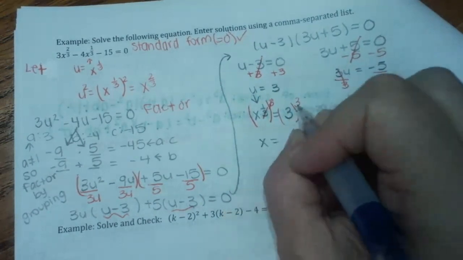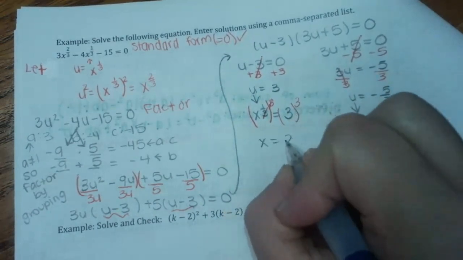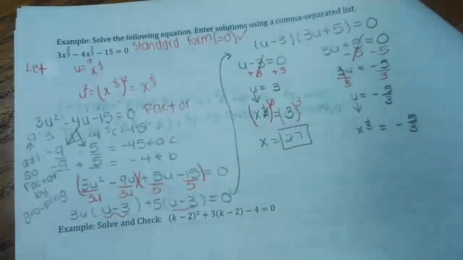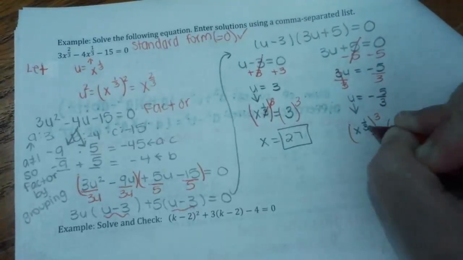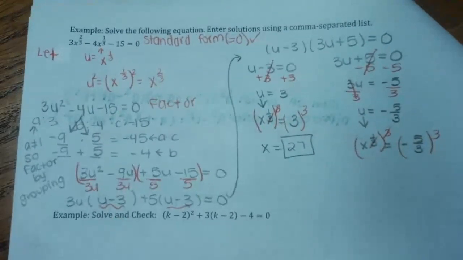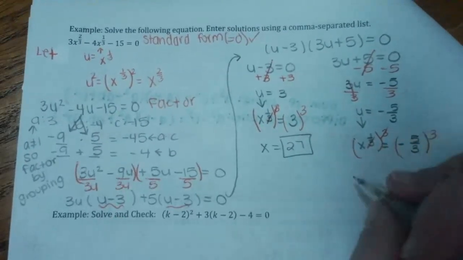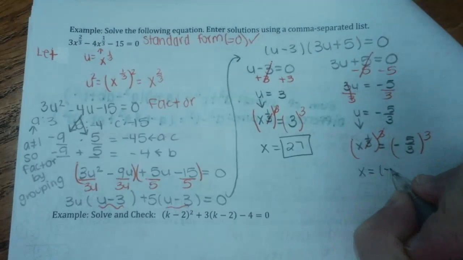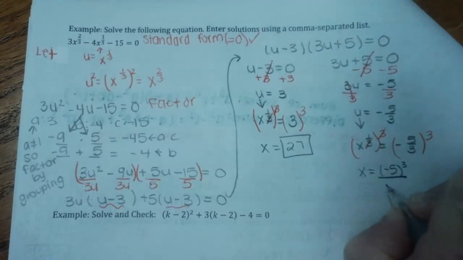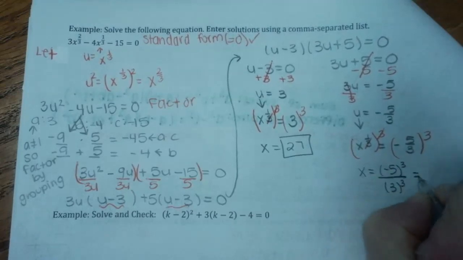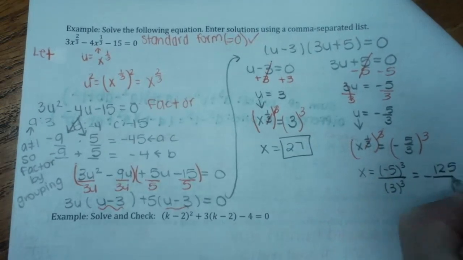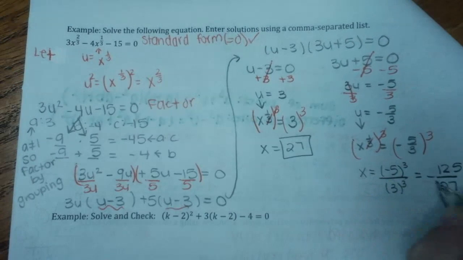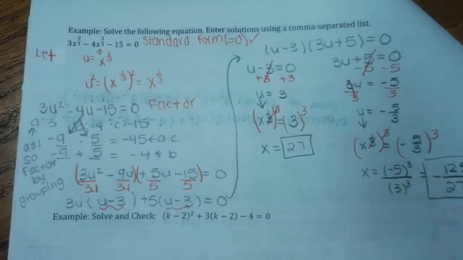So we're left with x equals 3 cubed, 3 times 3 times 3, which is 27. That's my answer. Same thing over here, x to the 1/3 power. If I cube both sides, the 3's cancel, and we multiply your exponents. And you're left with x equals negative 5 cubed divided by 3 cubed. So negative 5 times negative 5 times negative 5 is negative 125, all over 3 times 3 times 3, which is 27. So negative 125 divided by 27.